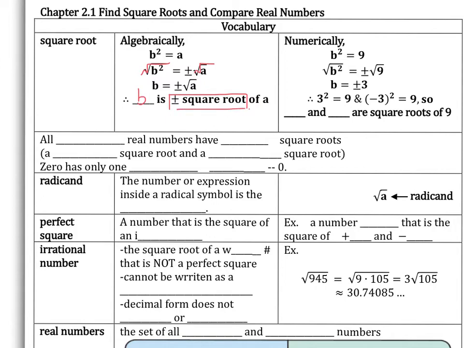Numerically, if I set b squared equals 9 and take the square root of both sides, I get b equals positive negative 3. Therefore, positive 3 squared gives me 9. Negative 3 enclosed with parentheses squared also gives me 9. So there are two roots. Positive 3 and negative 3 are square roots of 9.